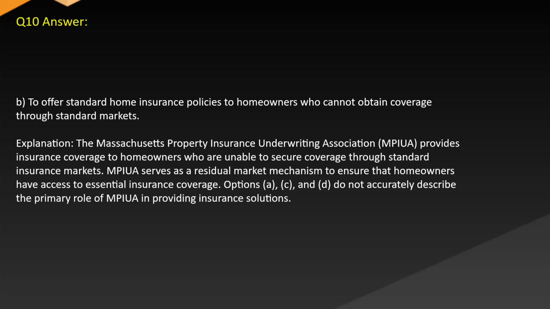Answer: B. To offer standard home insurance policies to homeowners who cannot obtain coverage through standard markets. Explanation: The Massachusetts Property Insurance Underwriting Association (MPIUA) provides insurance coverage to homeowners who are unable to secure coverage through standard insurance markets. MPIUA serves as a residual market mechanism to ensure that homeowners have access to essential insurance coverage. Options A, C, and D do not accurately describe the primary role of MPIUA in providing insurance solutions.